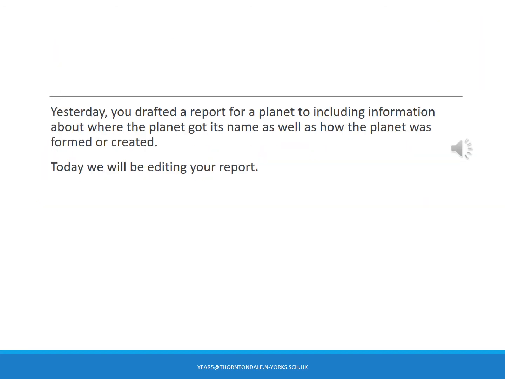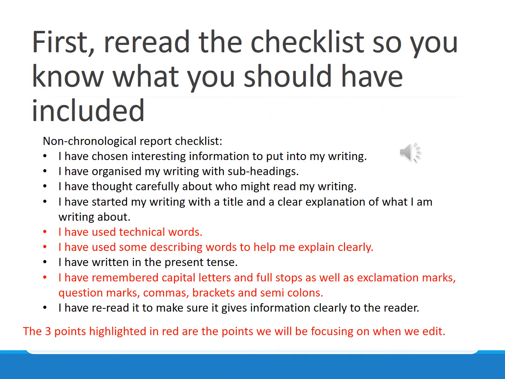In today's writing, we'll be using the information and the plan that was created on Monday and Tuesday to start to draft a report. So on the next few slides, I'll go through that and explain how. So your drafted piece of writing from Wednesday should include all of these elements, especially the ones highlighted in red, which are going to be the focus for our editing today.